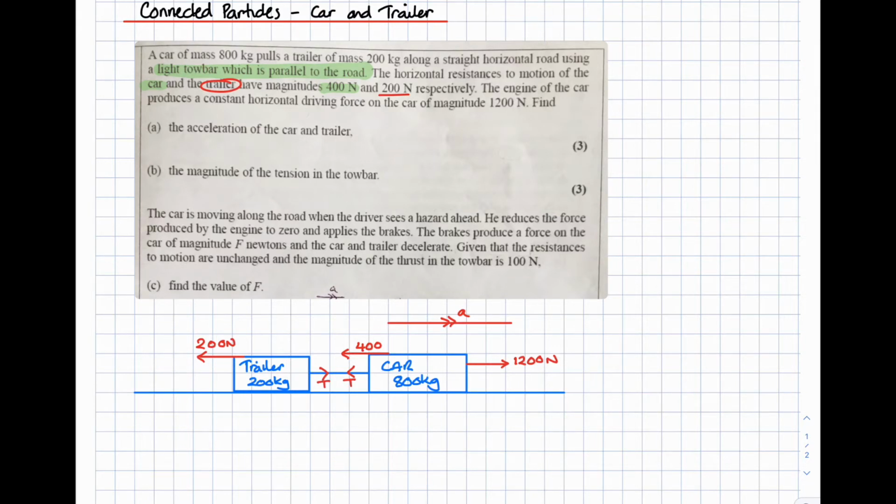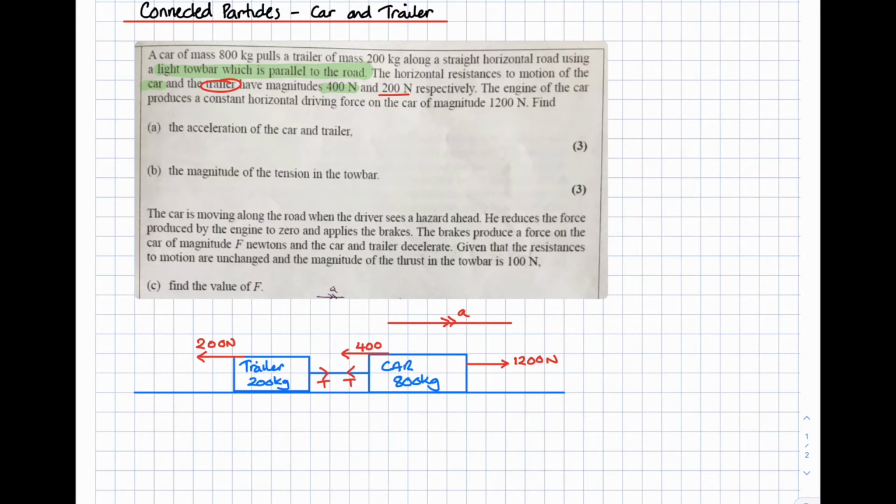So here's our diagram. We've got all of our horizontal forces, since motion is taking place in the horizontal sense. Now from this diagram we can actually set up a number of different equations. We can set up an equation of motion for the trailer, we can set up an equation of motion for the car, and we can set up an equation of motion for the entire system. If we treat it as one whole system, we can also set up an equation of motion.